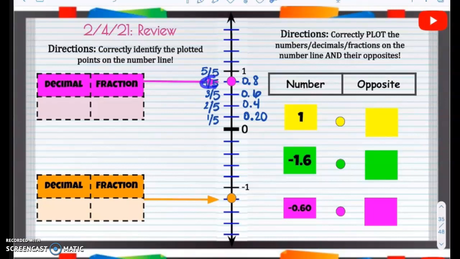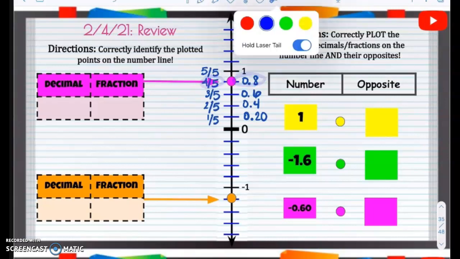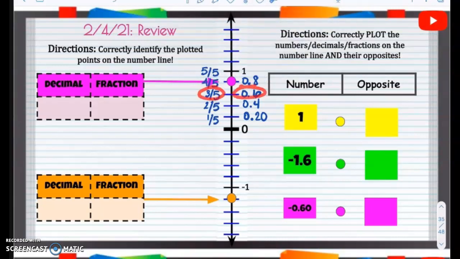So if you divide 4 divided by 5, you'll get 0.8. If you divide 3 divided by 5, you'll get 0.6. If you divide 2 divided by 5, you'll get 0.4. Same thing when 1 divided by 5, you'll get 0.2. And if you do 5 divided by 5, you'll get 1.